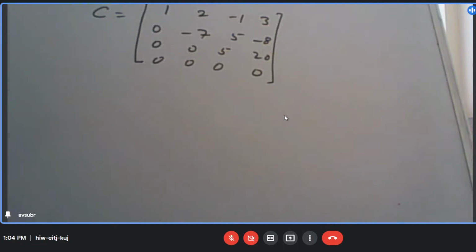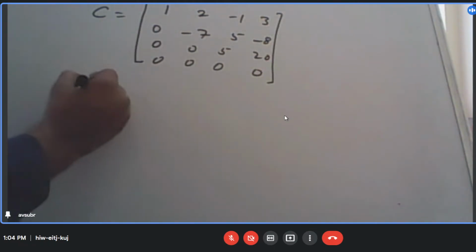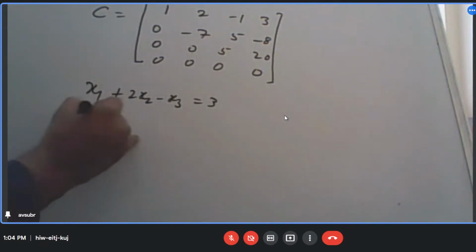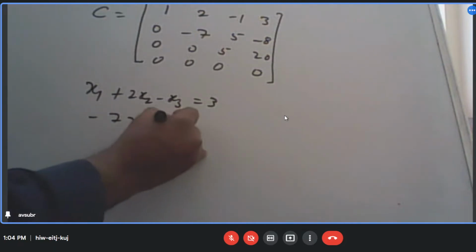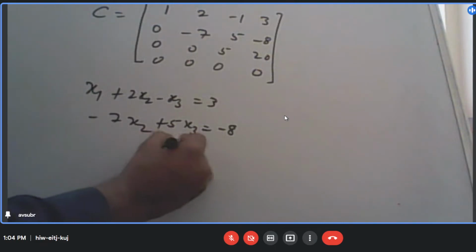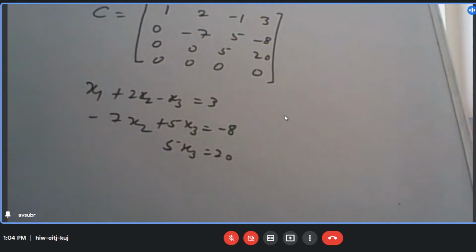All right. So this system of equations can be written like this: x1 plus 2x2 minus x3 is equal to 3, minus 7x2 plus 5x3 is equal to minus 8, and 5x3 is equal to 20. Can we write it down like this? Yes, sir. Okay.